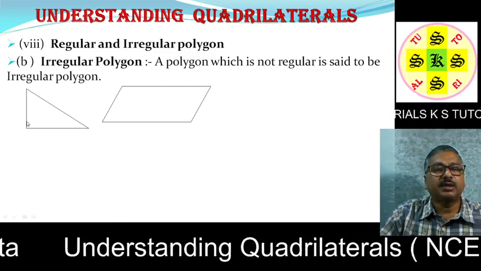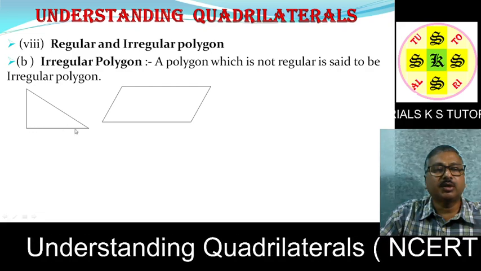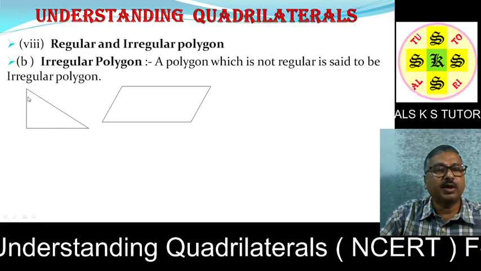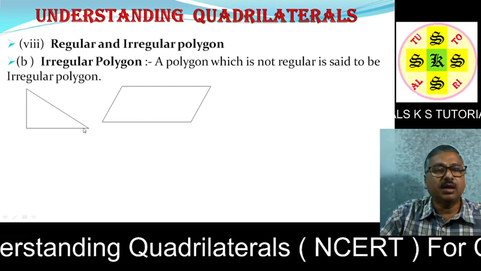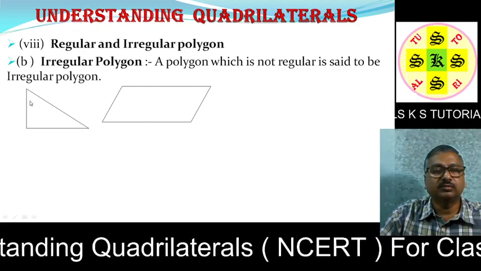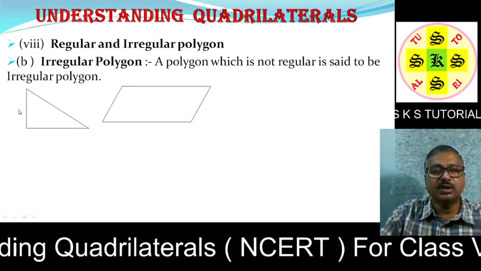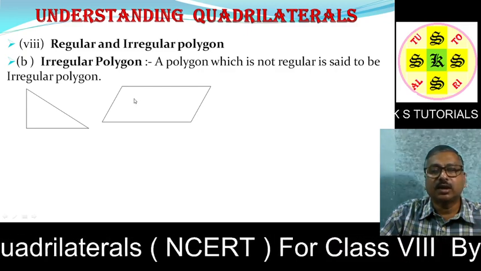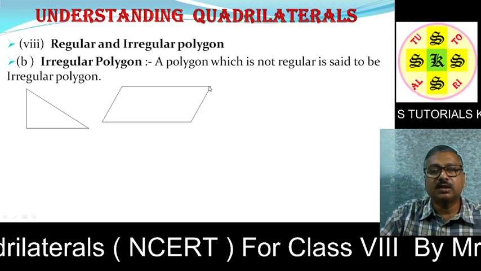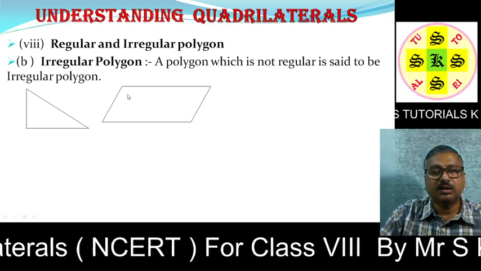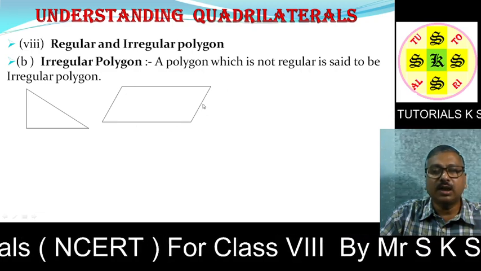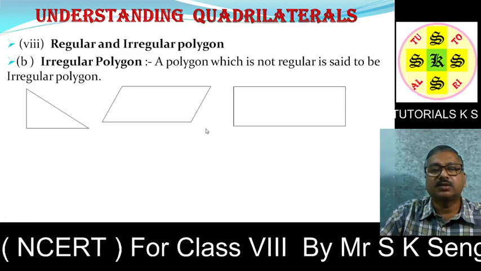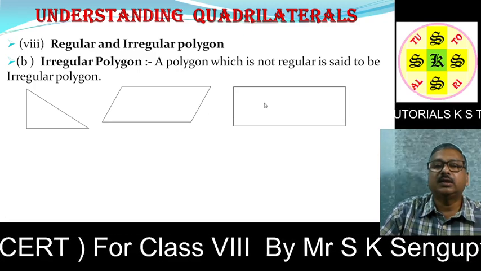Now see, this is a triangle, this is a right angle triangle. Whatever the measurement of the other angles, no matter. Since this is 90 degrees, the other angles are not equal to 90 degrees. So this is an irregular triangle. Now this is a parallelogram actually. This angle and this angle are equal. Similarly this angle and this angle are equal, but all the angles are not equal and all the sides are also not equal. Now see, this is a rectangle.